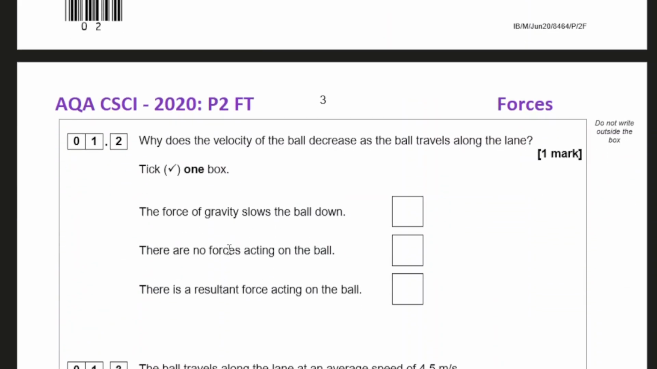Why does the velocity of the ball decrease as the ball travels along the lane? So for the velocity of the ball to decrease, something must be slowing it down. The force of gravity slows the ball down? Force of gravity is acting downwards, not sideways. There are no resultant forces acting on the ball? If that's correct, then the velocity would not change. There is a resultant force acting on the ball. That is correct, which is mainly air resistance or friction.